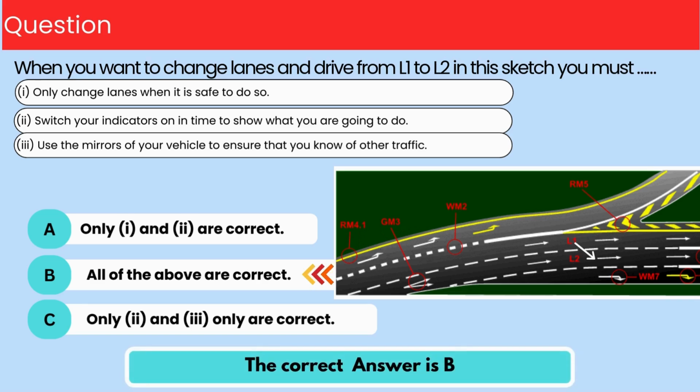When changing lanes from L1 to L2, it is essential to follow proper safety procedures to avoid accidents. First, ensure that it is safe to change lanes by checking the road and surrounding traffic. Next, use your vehicle's indicators well in advance to signal your intention to other drivers, giving them time to adjust. Finally, check your mirrors carefully to ensure there are no vehicles in your blind spots or any obstacles that could cause a collision. Therefore, all the above are correct.